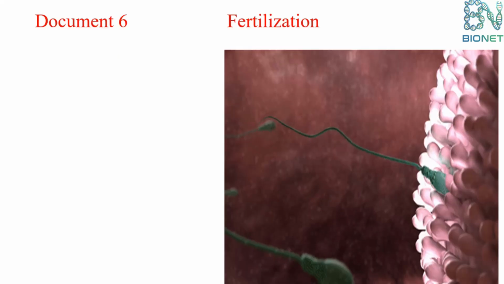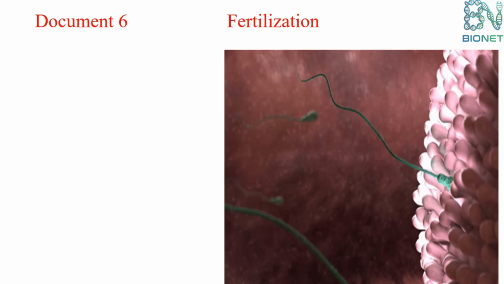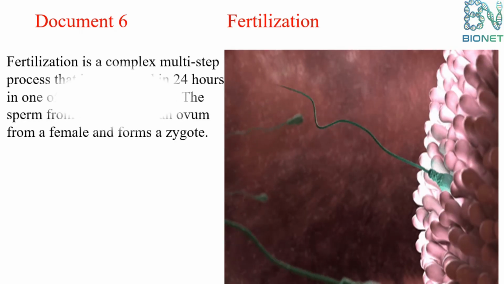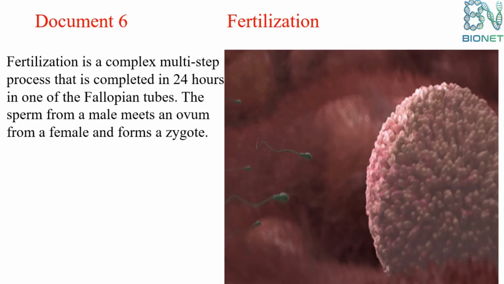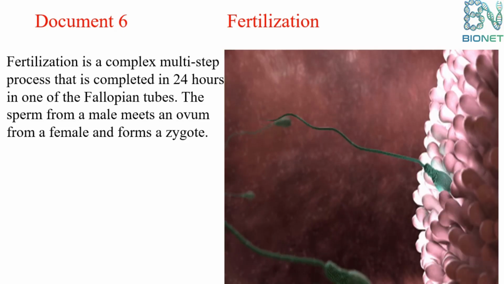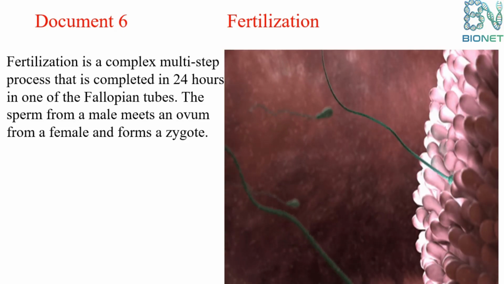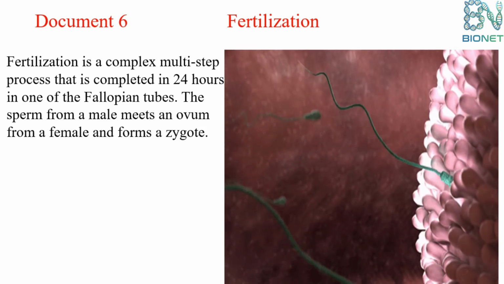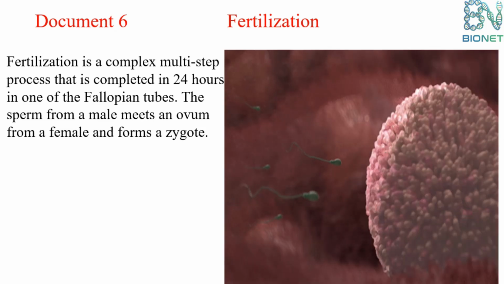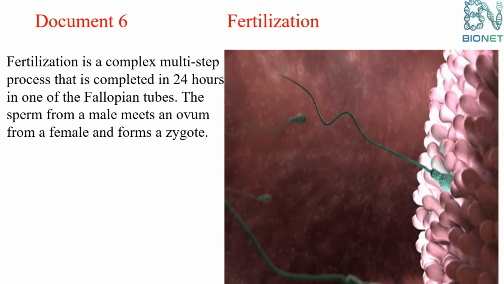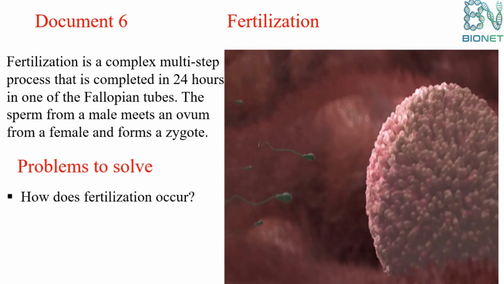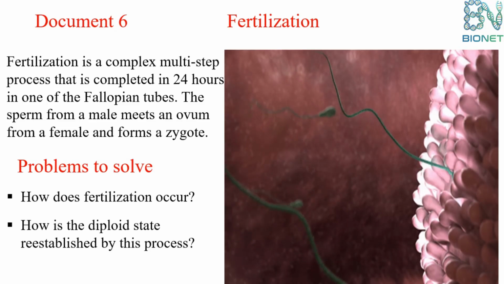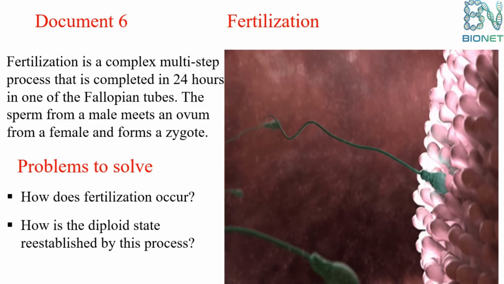Fertilization is a multi-step process that takes place in the fallopian tube. It is completed in 24 hours in one of the fallopian tubes where the ovum is waiting, or where the ovulated oocyte is waiting. The fusion between the male and the female gamete will lead to the formation of a zygote. In this document, we are going to study how fertilization occurs and how the diploid state is re-established by this process.